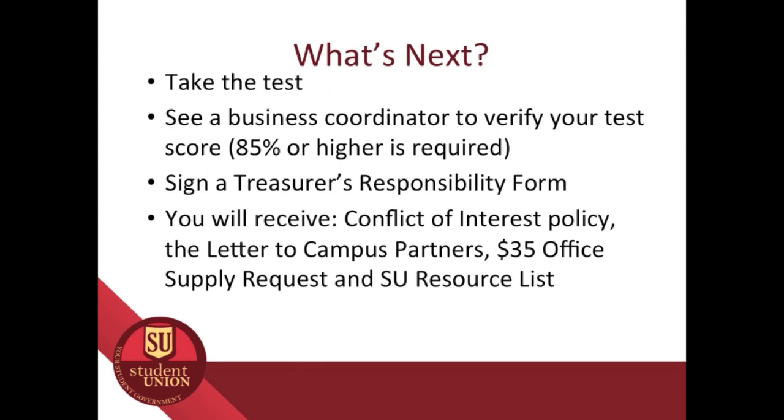After taking the test following this video, you'll need to come to the SU office to see a business coordinator and verify your test scores. A score of 85% or higher is required to qualify as treasurer. When verifying, you'll also receive a treasurer's responsibility form and be asked to read and sign it. You'll also be given the conflict of interest policy, a $35 office supply request form, and our letter to campus partners for you to read and be aware of.